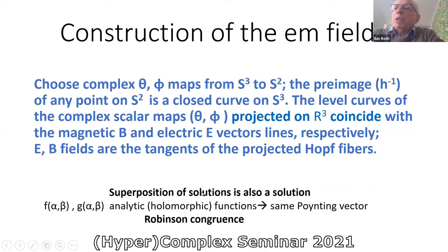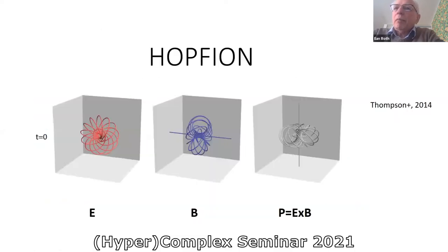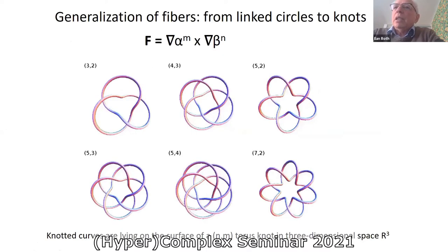There's an important theorem, which is that a superposition of solutions is also a solution. And this means that two holomorphic functions give the same Poynting vector, which is called the Robinson congruence. Here is an example of a construction in the electromagnetic fields, the Poynting flux, and they propagate. How do they propagate? First of all, some generalization. It was done already a few years ago.